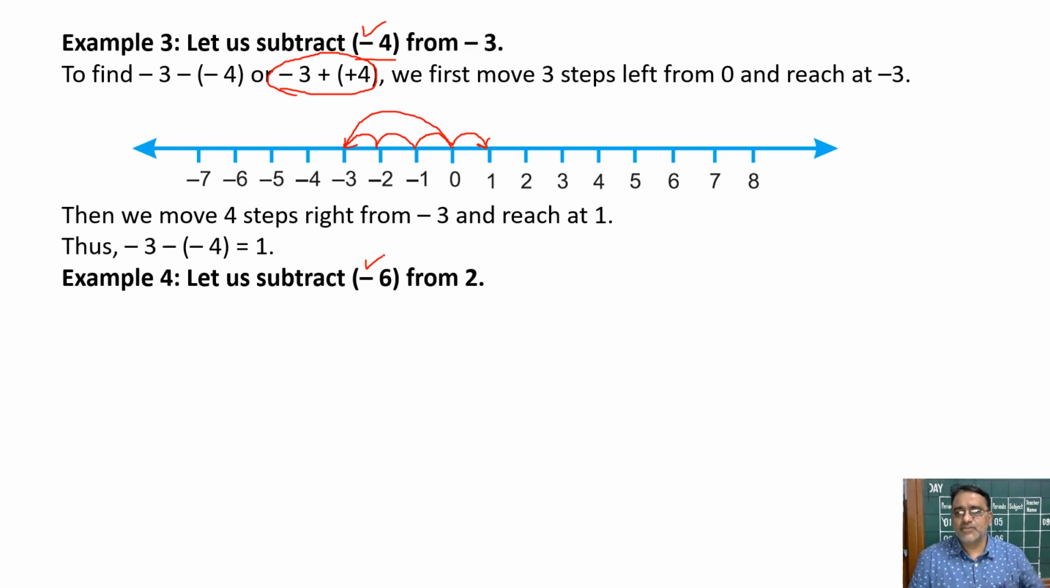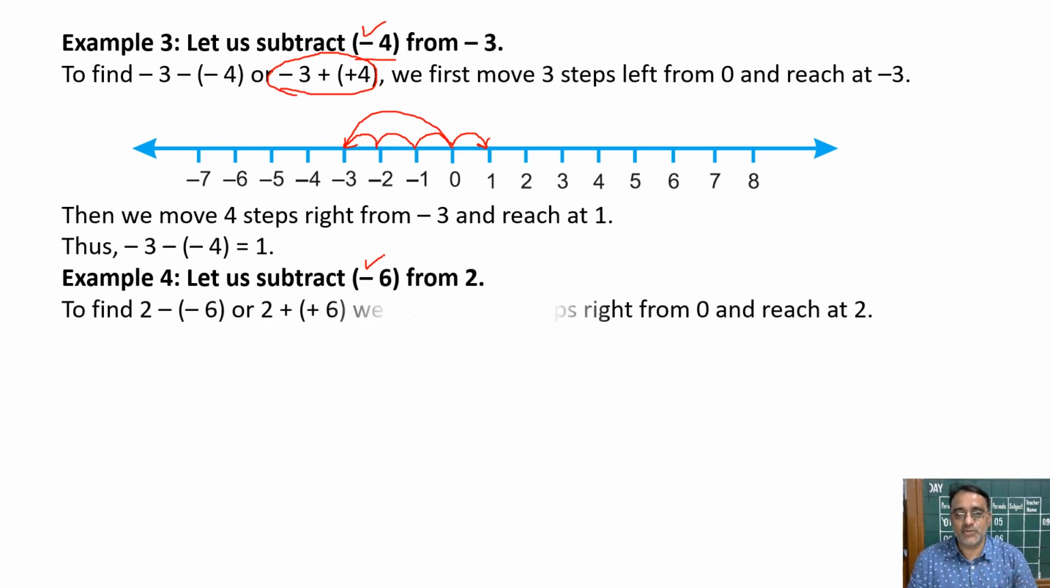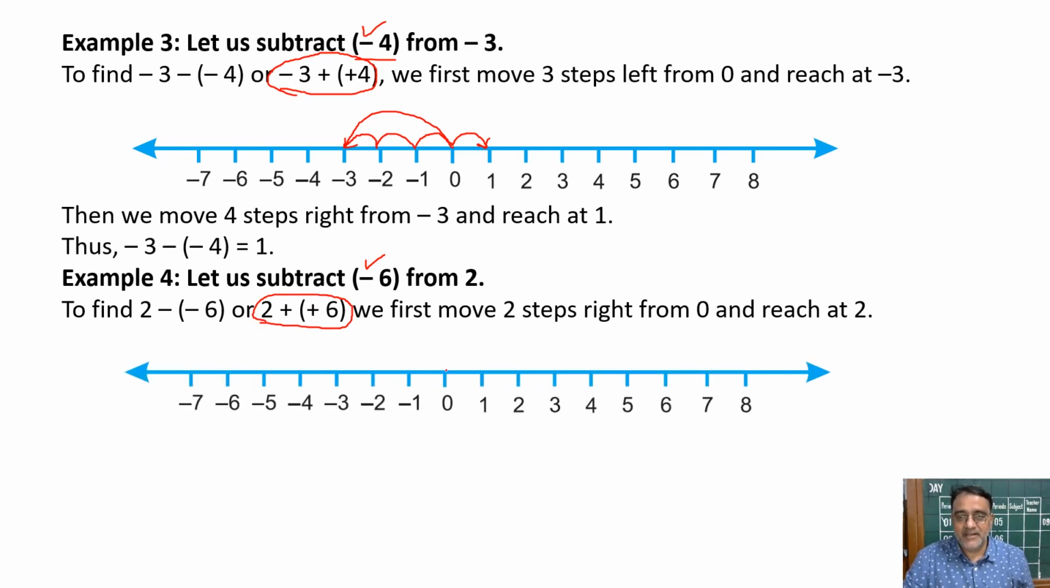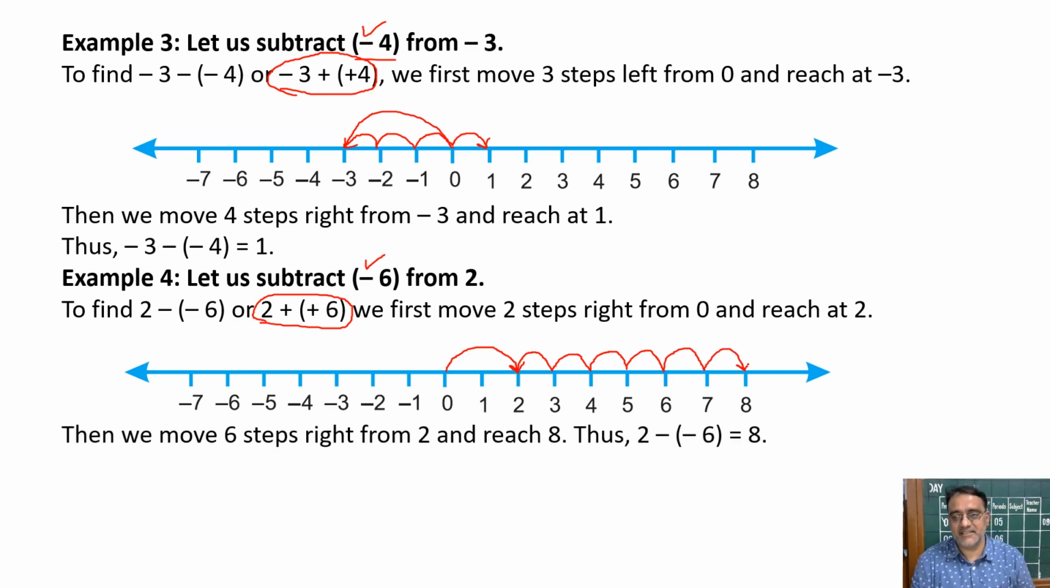+6. So 2 plus +6 will be... Right? So we are following this one. Now first we will draw the number line. We start from 0 and come to 2. Now +6. For +6 we have to move right or left? Right. So 1 2 3 4 5 6. So we reached at 8. So the answer is 8. 2 minus of -6 is equal to 8.